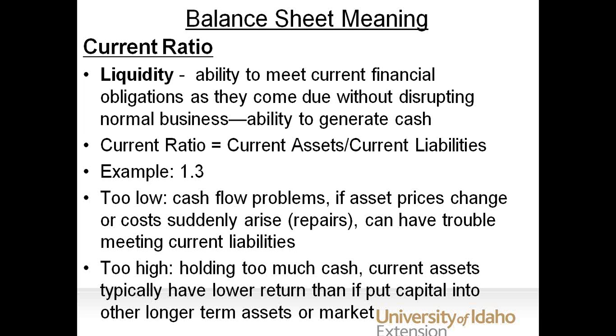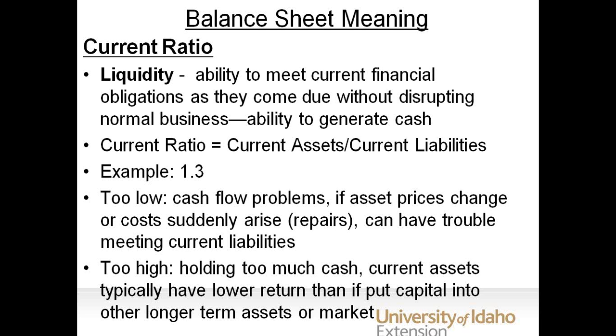So let's just say your current ratio equals 1.3 in the example. That means for every $1.30 of assets, there's $1 of current liabilities. If that ratio is too low, it could indicate some cash flow problems, or if something happens and some unexpected costs appear, you just don't have the ability to meet those.